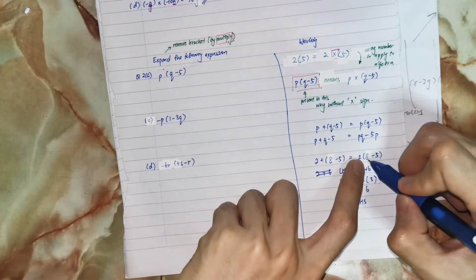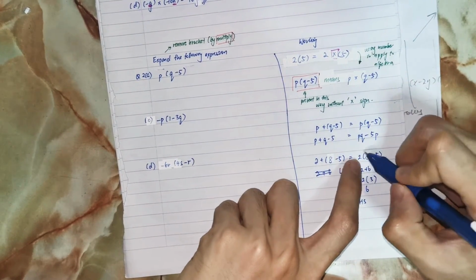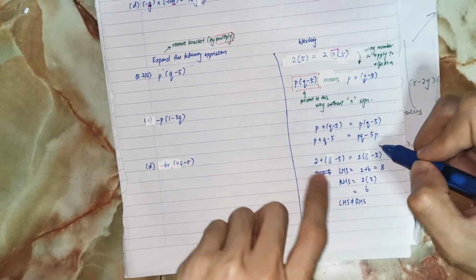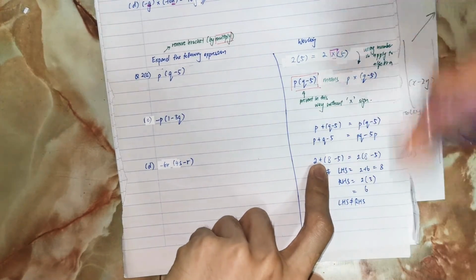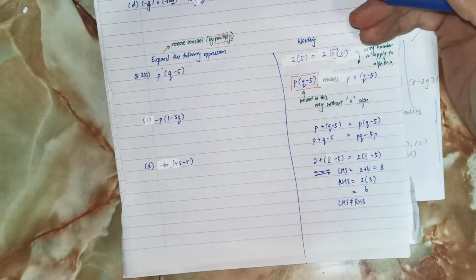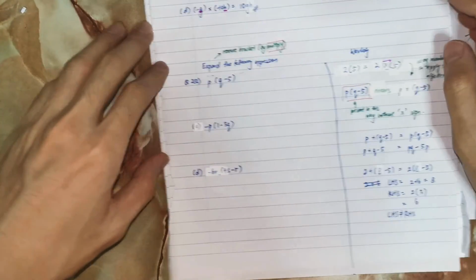So you can only expand when you see a bracket. If it's plus or minus, please don't go and do expansion straight away. Please look before you do anything.